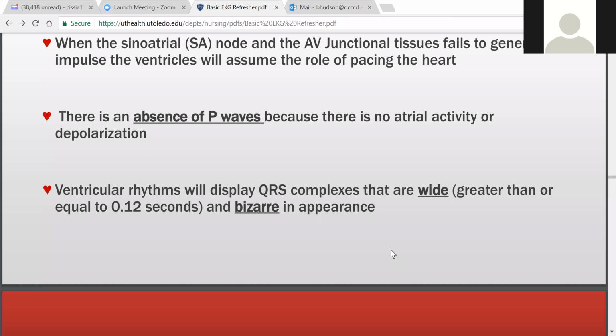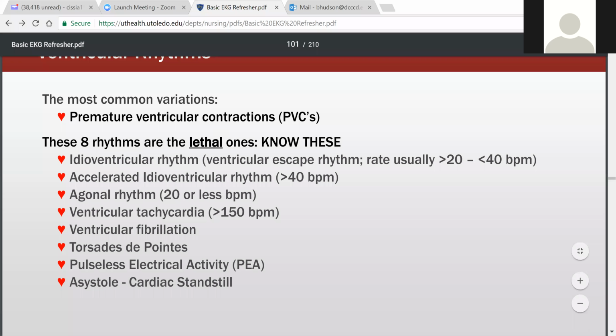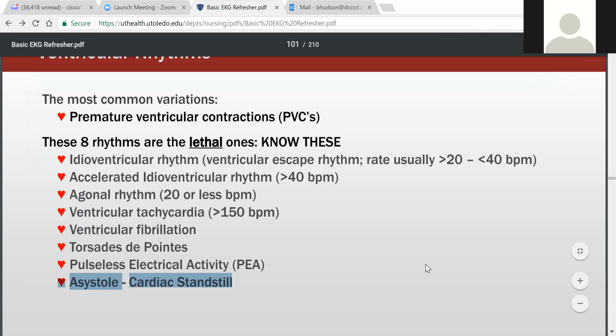All right. So with ventricular rhythms, the QRS complexes are wide. So that means they're going to be greater than 0.12 seconds, and they're going to be bizarre or abnormal in appearance. They're lethal rhythms. The only lethal rhythms we're going to talk about are going to be these two right here. Ventricular tachycardia and ventricular fibrillation. Oh, and this one here. This is not really a ventricular rhythm. It's just no rhythm at all. Okay? So the heart's not even moving.